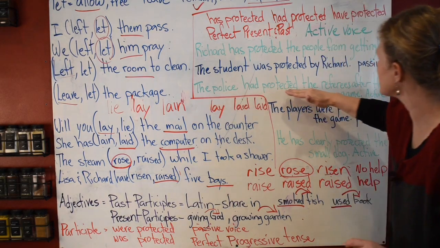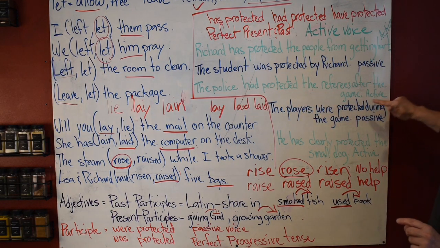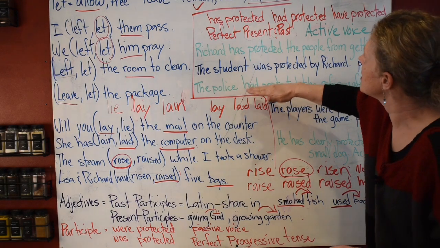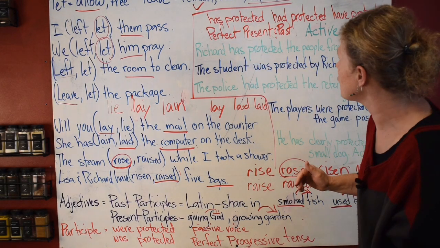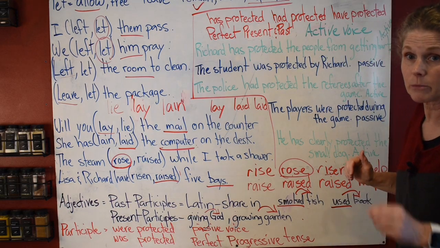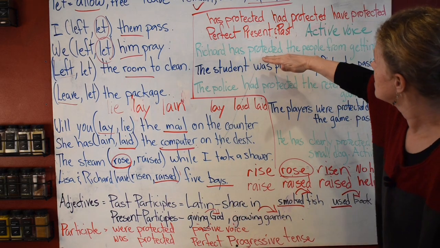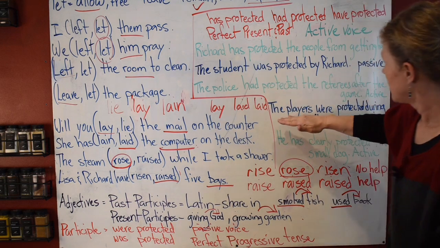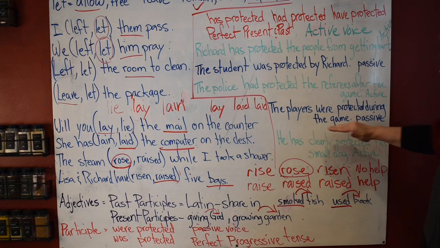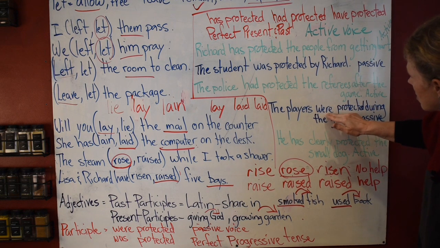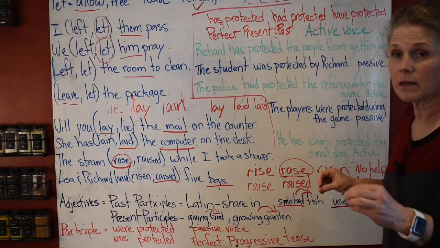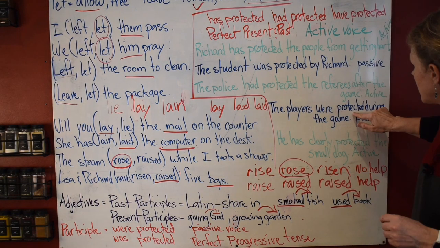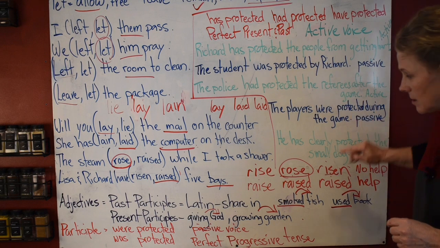So because we used was with our past participle, now that has put us in passive. The police had protected the referees after the game. Look, active voice because we are putting it in the perfect past. Perfect past. Now look at this. The players were protected during the game. Look, passive. We're using were. This puts us in the past, perfect past, passive.